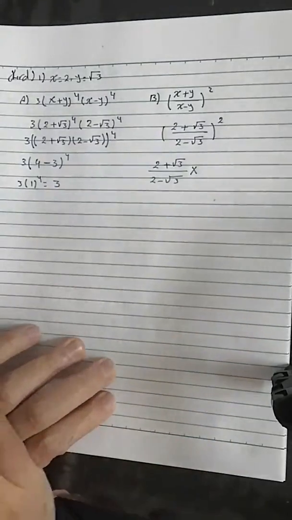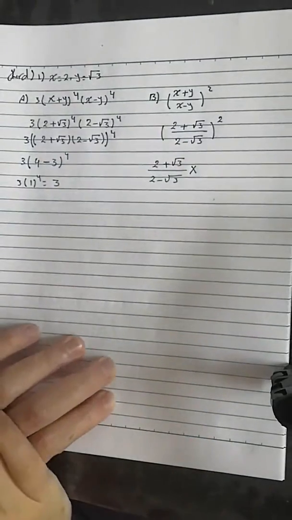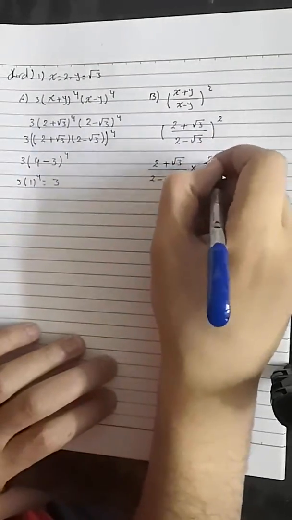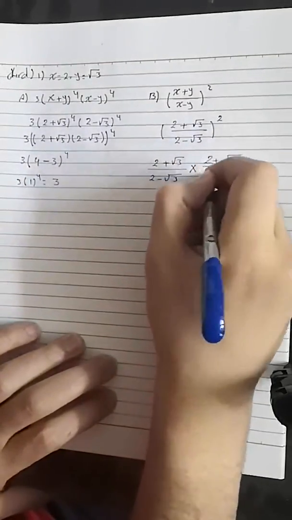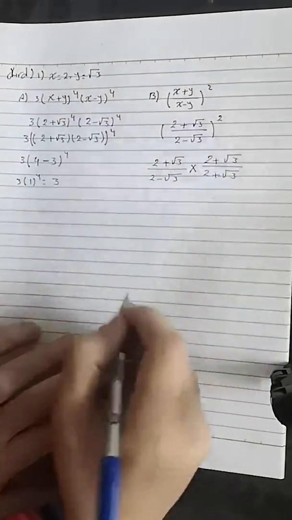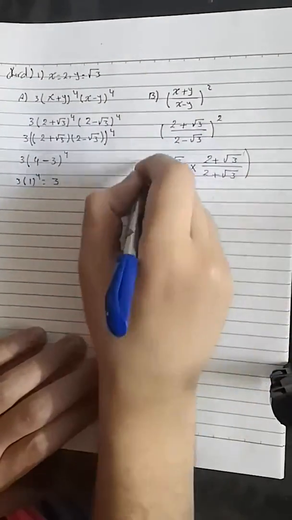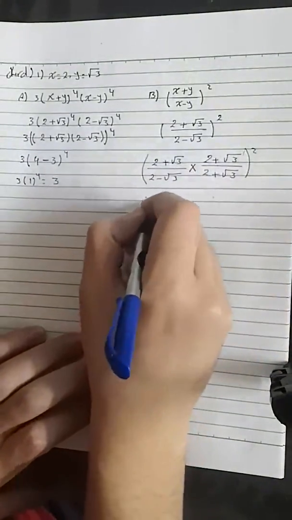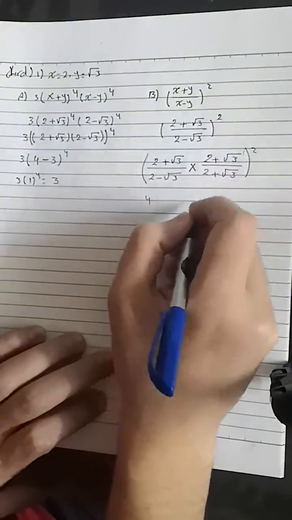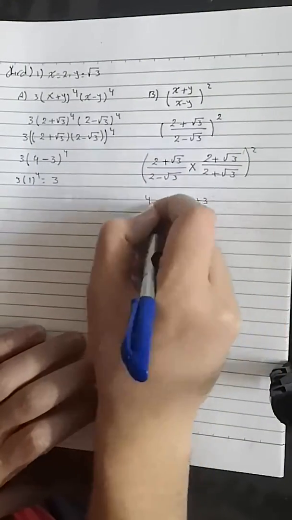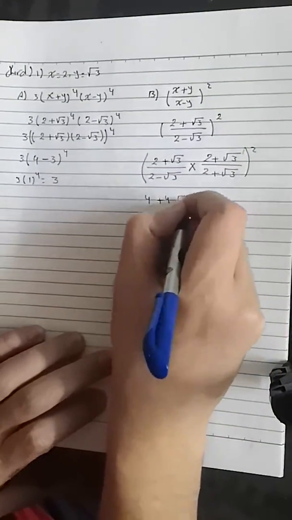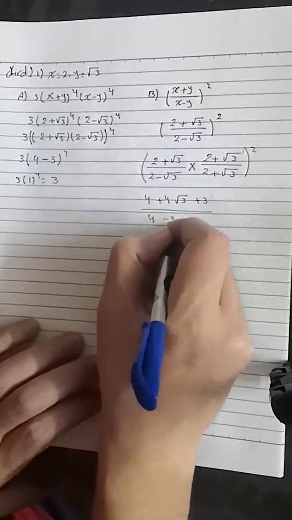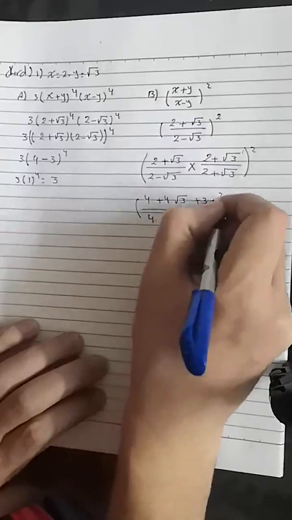Do you remember the conjugate? We're going to multiply it by the conjugate. So it will be 2 plus root 3 over 2 plus root 3, all to the power of 2, of course. The first one here, it will be 4 plus 3 plus 4 root 3 in the numerator. The denominator will be 4 minus 3, all to the power of 2.